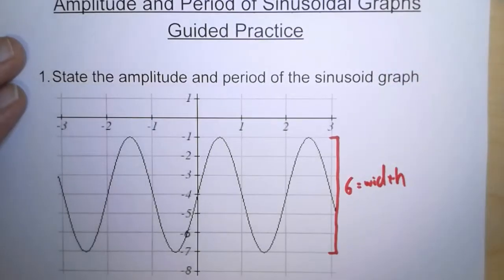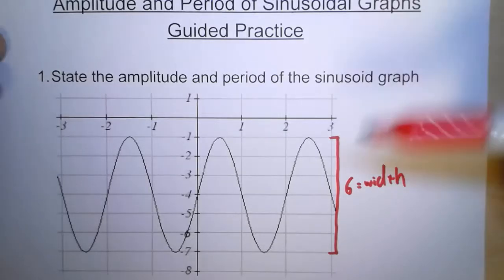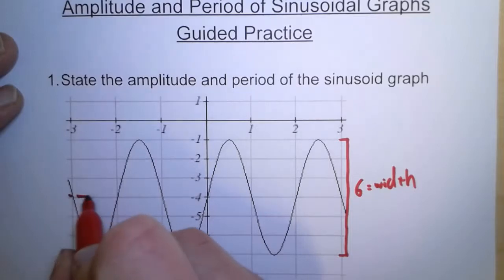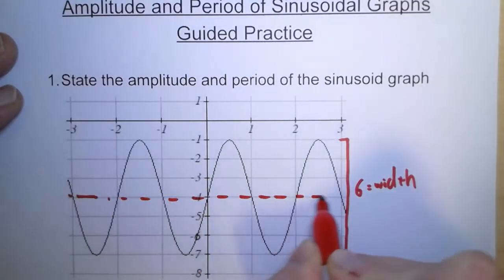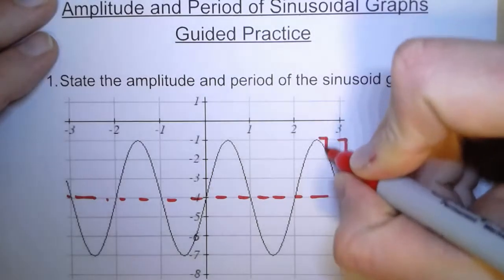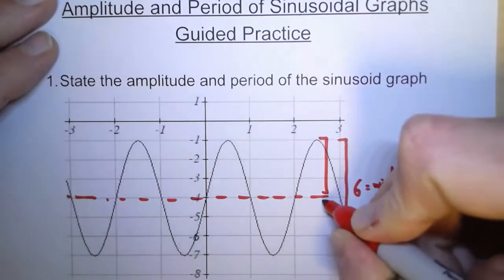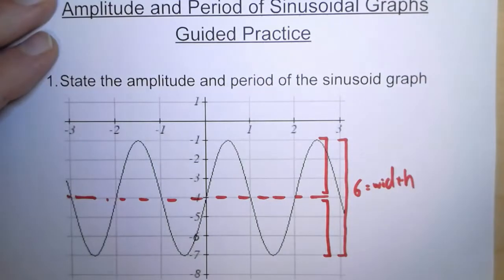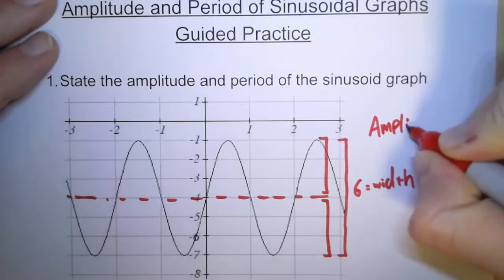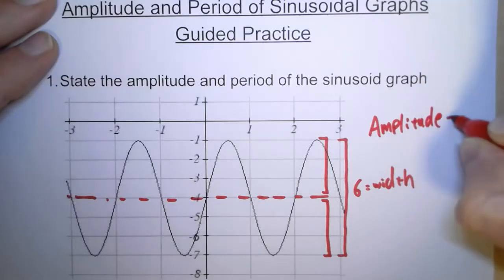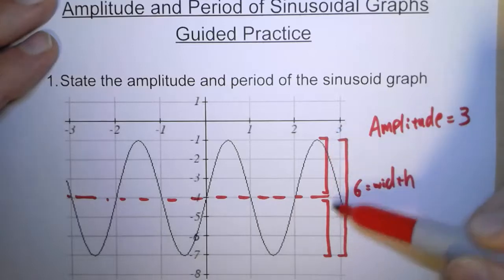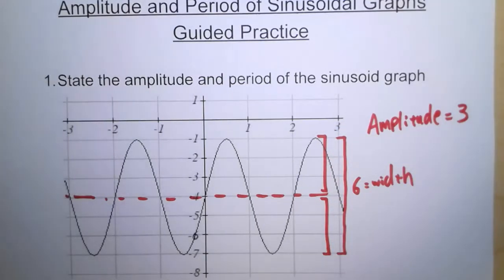Now what the amplitude is to say, all right, this wave has a middle to it, and that's going to be right here at negative 4. And so the amplitude is how far is it from the middle to the top, which happens to be the same as the middle to the bottom. So the amplitude for this graph is 3, because it's 3 spaces up and 3 spaces down.